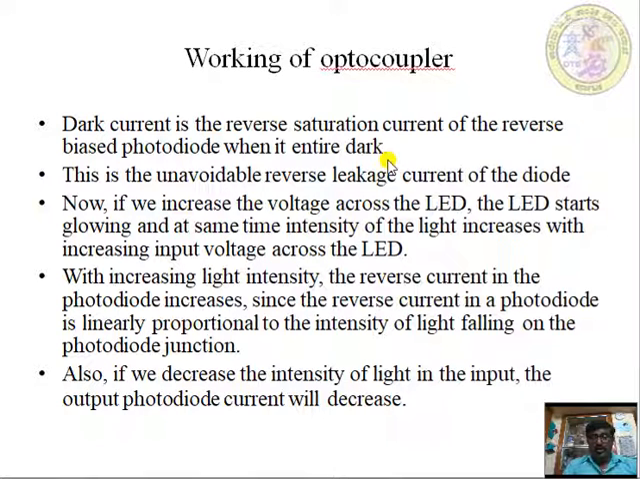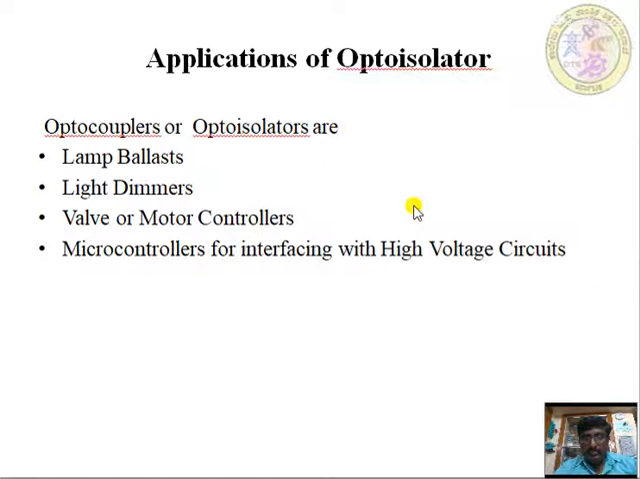Now if we increase the voltage across the LED, it starts glowing, and at the same time the intensity of the light increases with increasing input voltage across the LED. With increasing light intensity, the reverse current in the photodiode increases, since the reverse current in the photodiode is linearly proportional to the intensity of light falling on the photodiode junction. Also, if we decrease the intensity of light at the input, the output photodiode current will decrease.